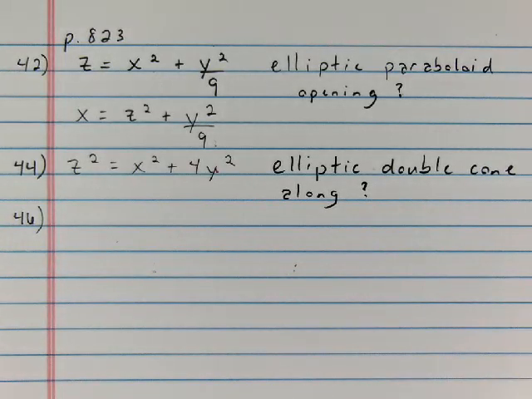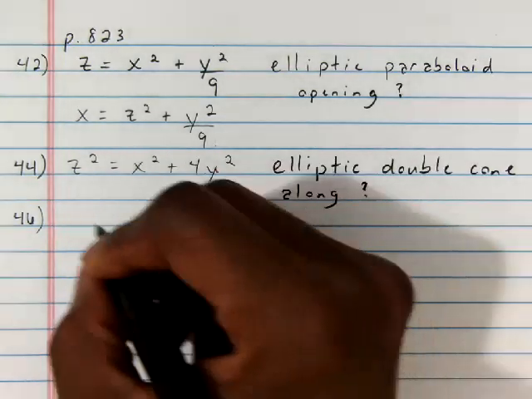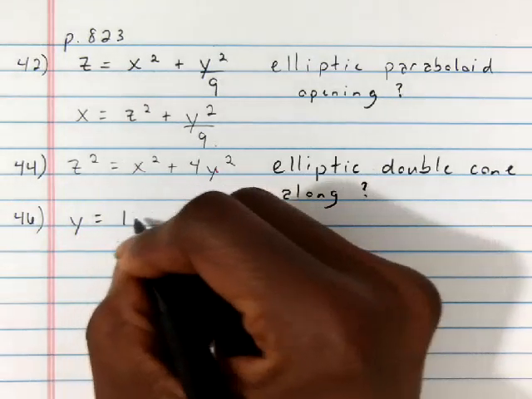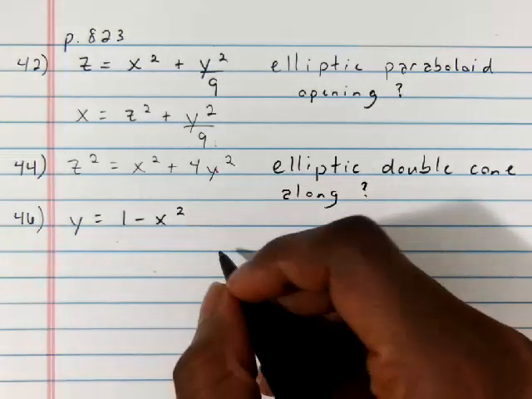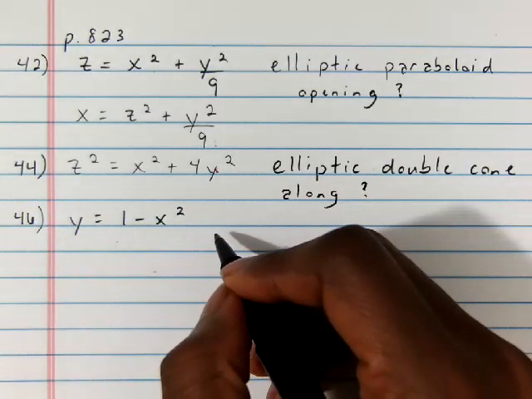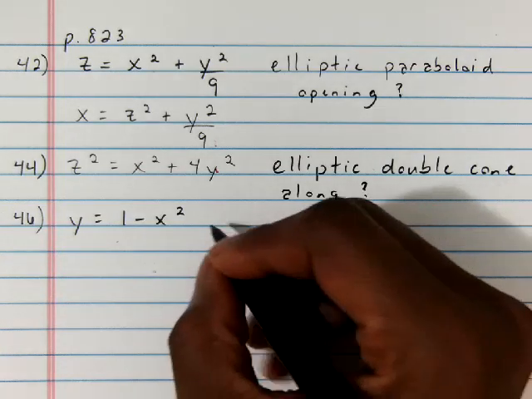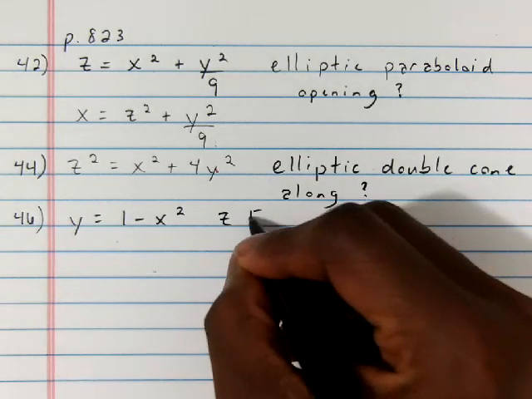Y equals 1 minus x squared. I don't see any z's, so that means z takes on every value. And just for the sake of time, I'm just going to say z is free.